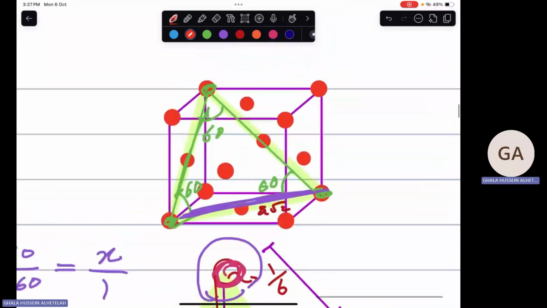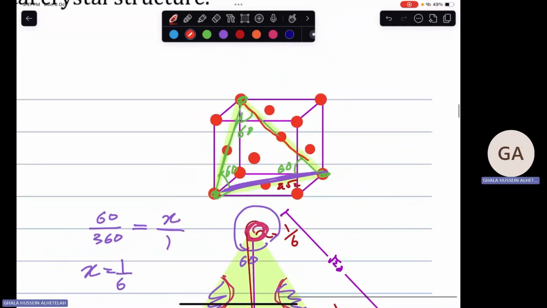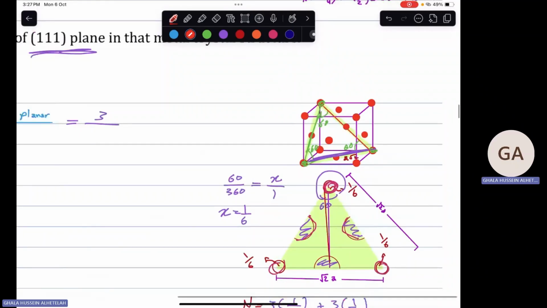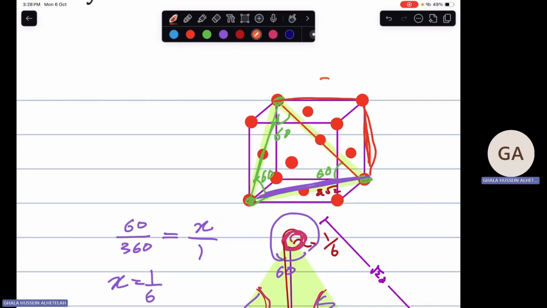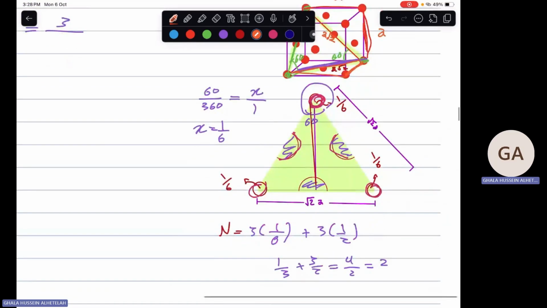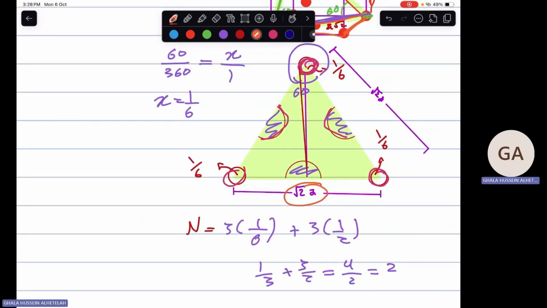We can find this length by using the Pythagoras theorem, basically with this side. We know that this is equal to a, this is equal to a, and you can see that it is the same as this triangle, so this is also going to be a square root of 2. If this is a square root of 2 and this is a square root of 2, can we find the height?